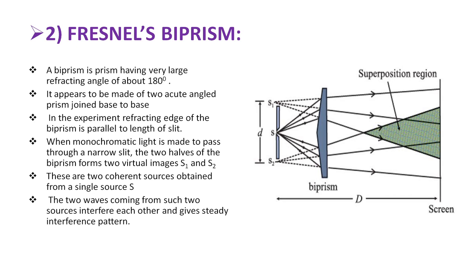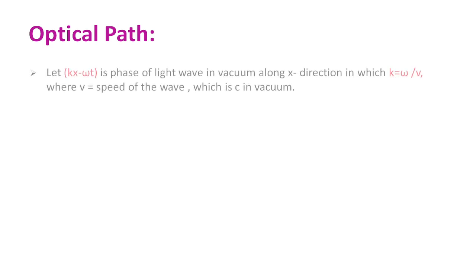This is the second method to obtain the coherent sources. Then the next one is optical path. We have to derive the equation for optical path.